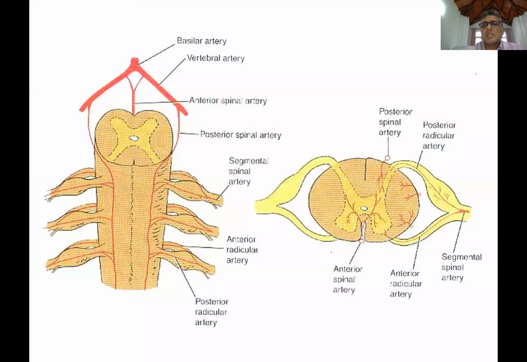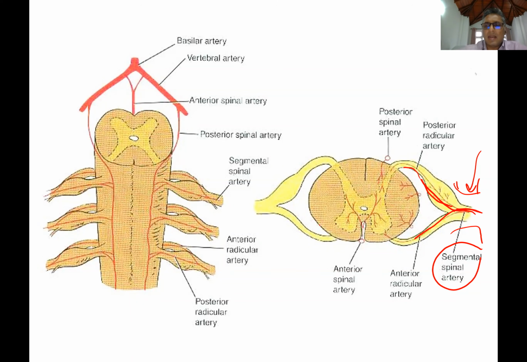I'll show you. So you get this spinal nerve here passing through the intervertebral foramen here. This is the segmental spinal artery entering the vertebral canal through the same space and dividing into anterior and posterior radicular arteries, which follow the anterior and posterior roots of the spinal nerve. And these arteries become an important source of blood supply to the spinal cord.